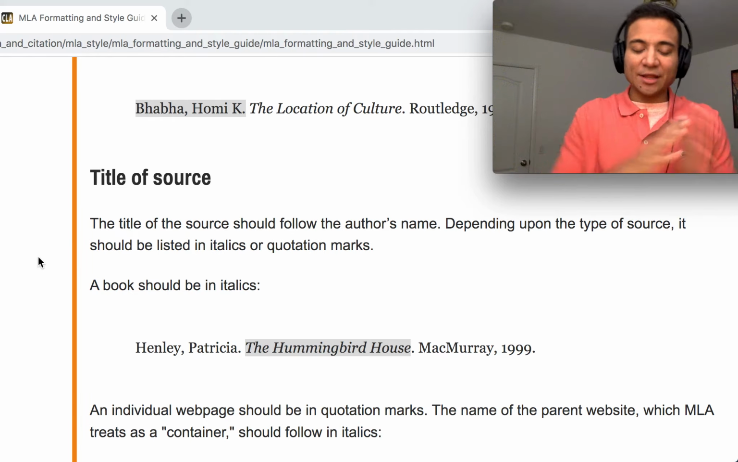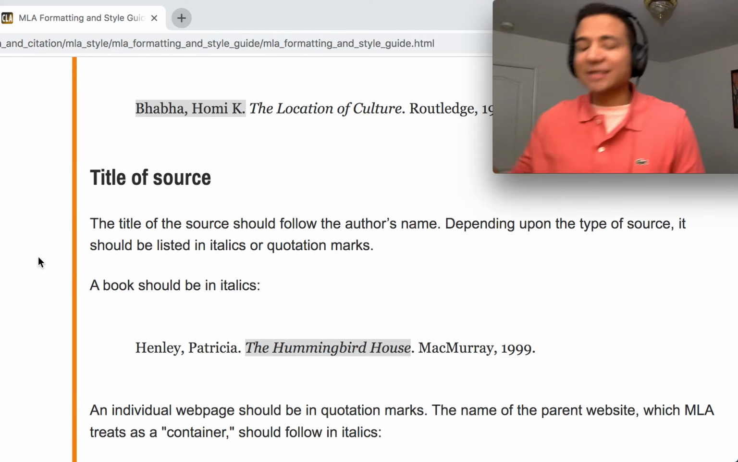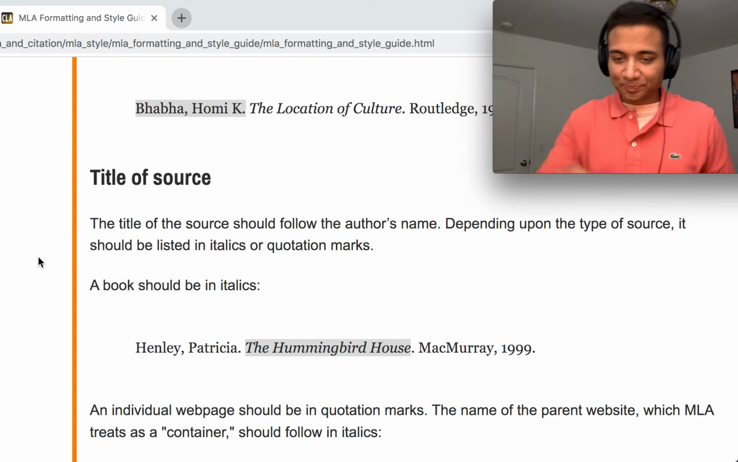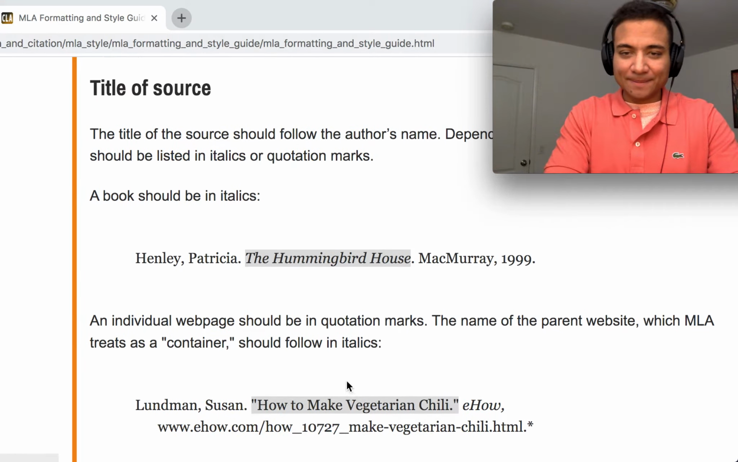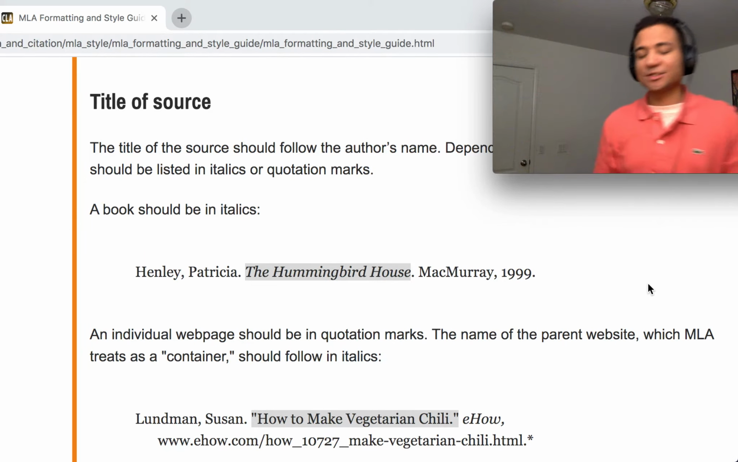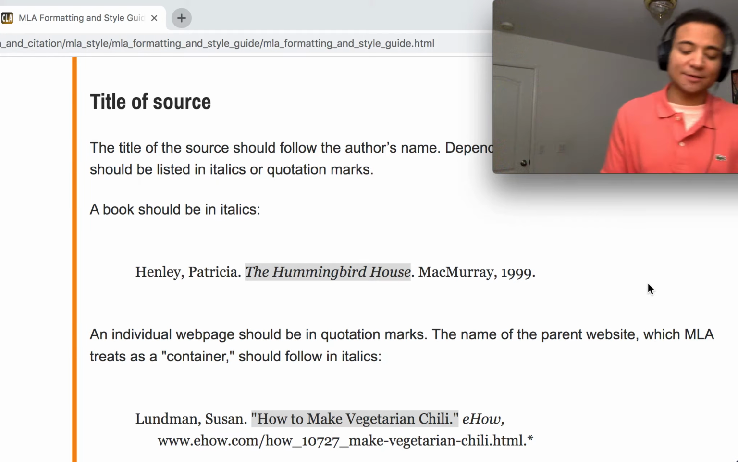Okay, so Henley, comma, Patricia, period, because that's the author. The hummingbird house, that's the source title. Okay, this one is the publisher. What does it mean to publish? To publish just means to make something public.